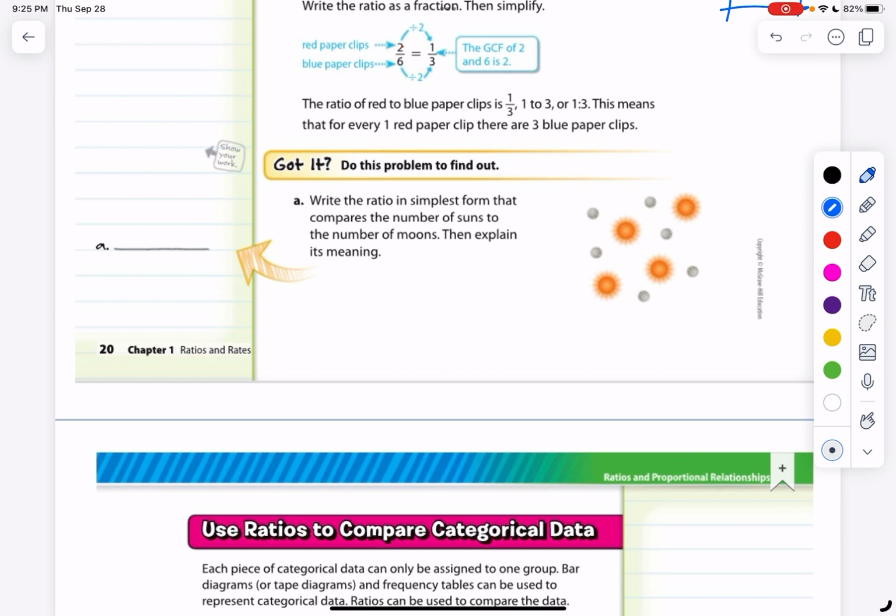Let's write another ratio in simplest form. We have suns and moons. So there are 1, 2, 3, 4 suns. I'll write that as a 4. Moons. How many moons? 1, 2, 3, 4, 5, 6. So there are 4 suns and 6 moons. How would we simplify that? The greatest common factor of 4 and 6 is 2. So I will divide both by 2. 4 divided by 2 is 2. 6 divided by 2 is 3. So we can say for every 2 suns, there are 3 moons.